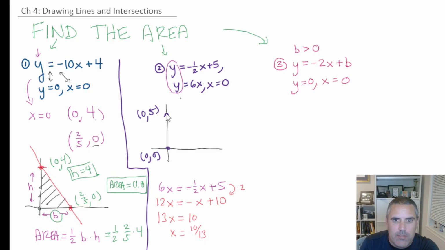Okay, so we have these lines. There's one other point over here. It's 10/13. That's the x value. I didn't even figure out the y value.